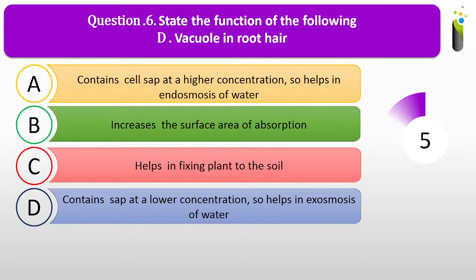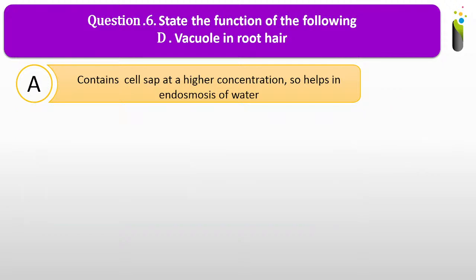So the correct answer, the function performed by the vacuole in the root hair is: the vacuole contains a cell sap at a higher concentration. So it helps in endosmosis of water. That is, it helps in pulling the water inside.